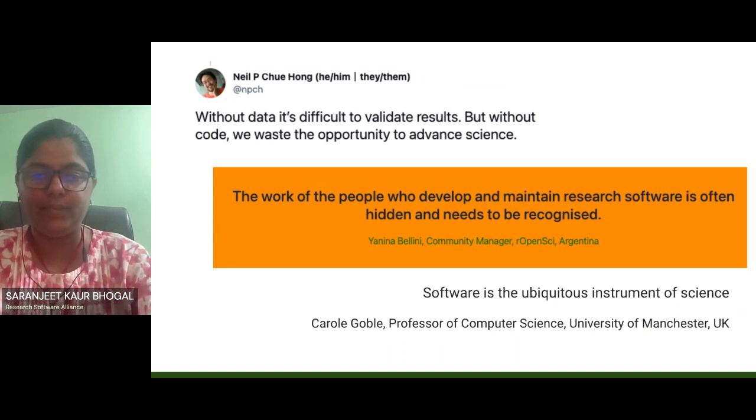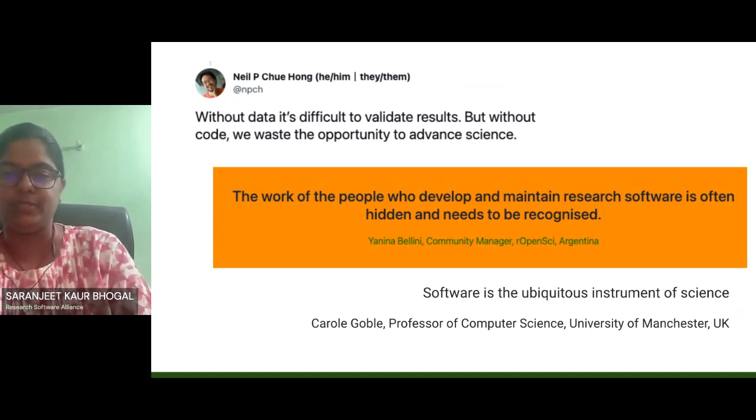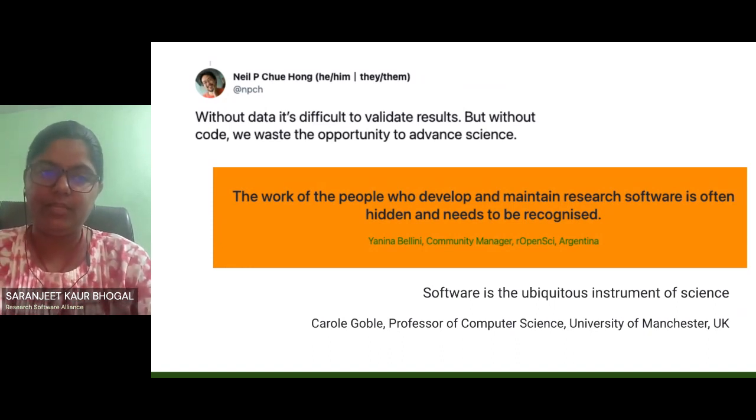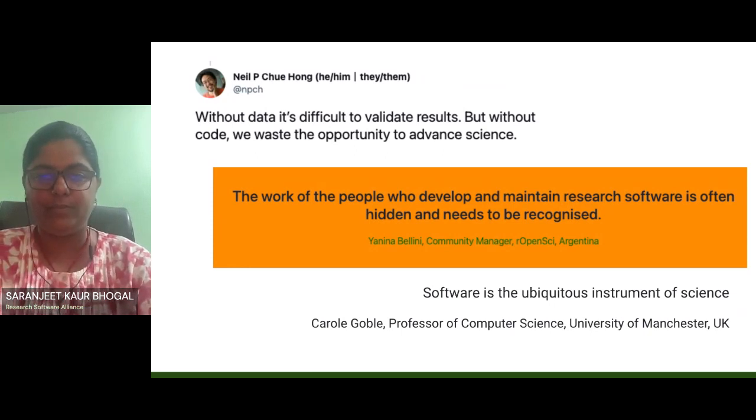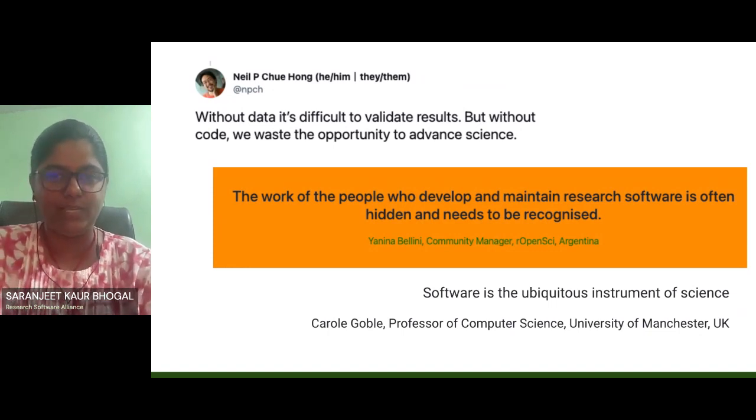Gianina Bellini, community manager, R Open Science, Argentina, says the work of the people who develop and maintain research software is often hidden and needs to be recognized, and so on. So you can find all these comments, opinions, or thoughts on our website.